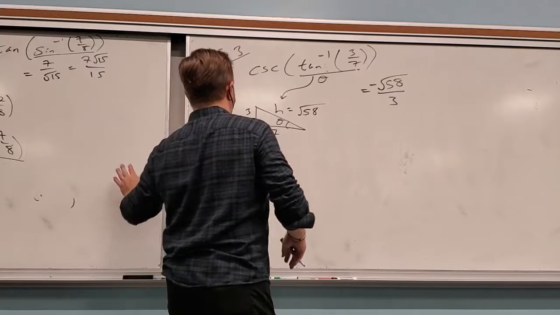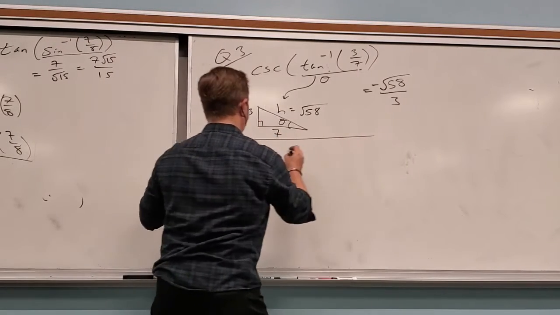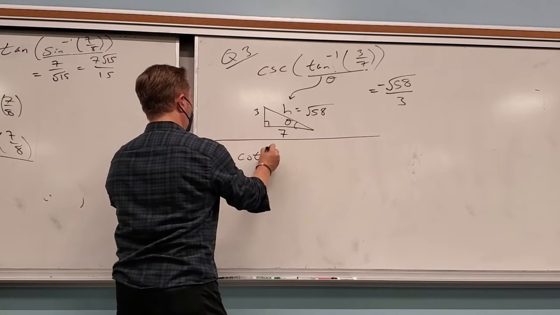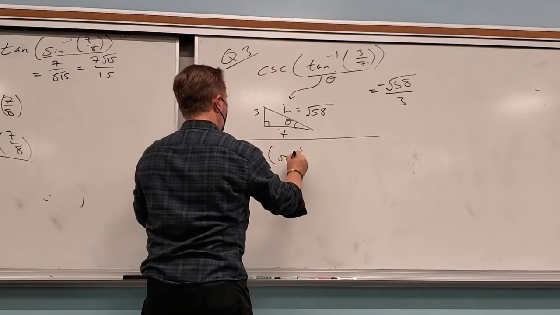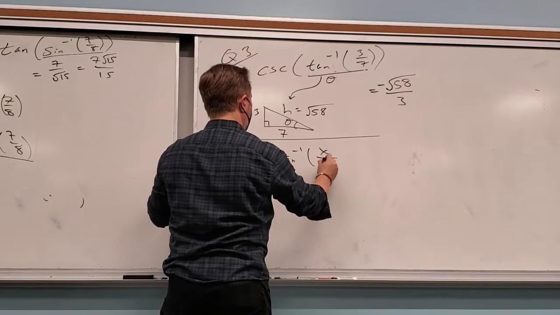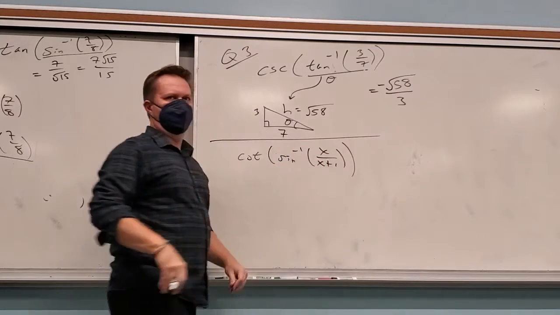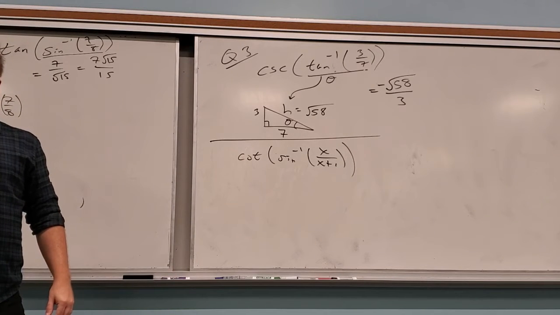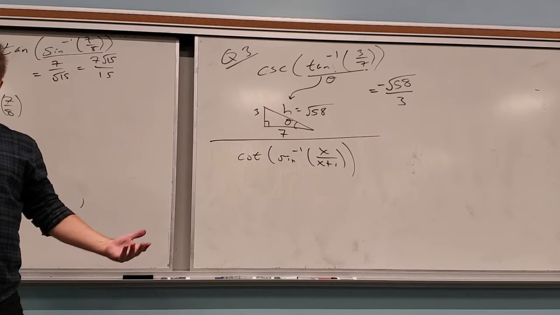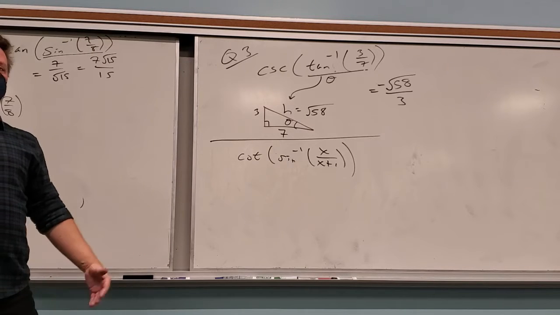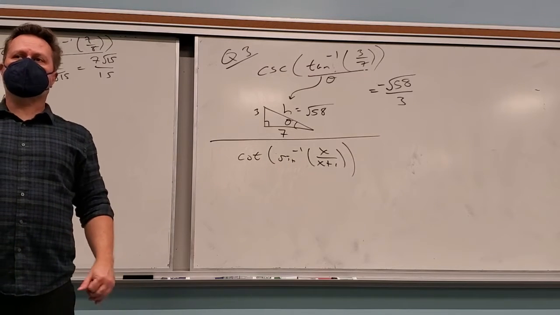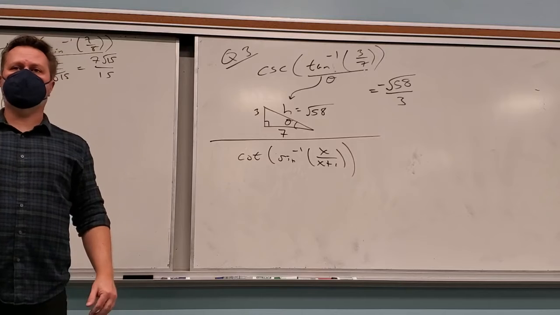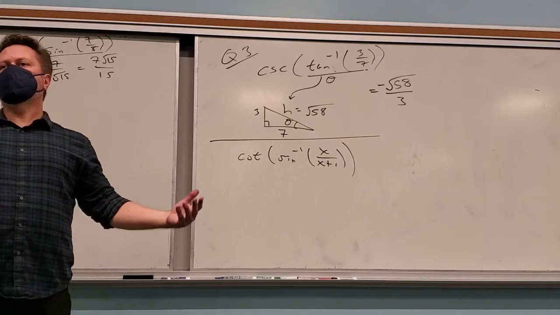So real quick, here's a nifty one. What is the cotangent of the inverse sine of x over x plus 1? Don't freak out. Can you draw the triangle? Can you label the sides correctly? This is not a big deal. There's fewer numbers in here.